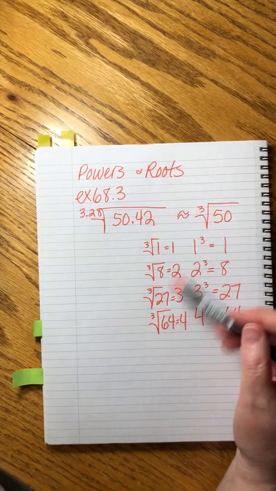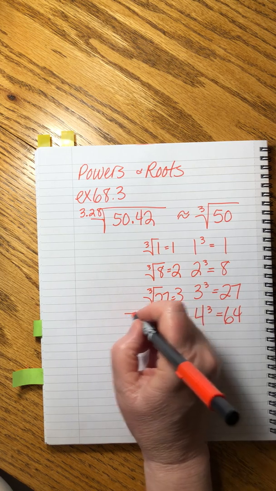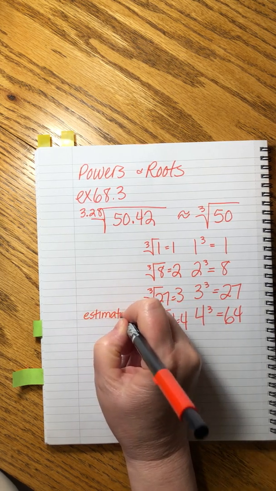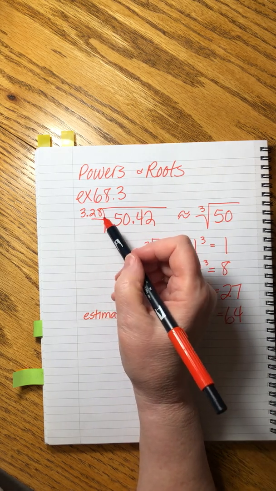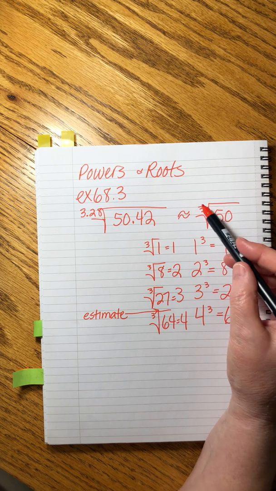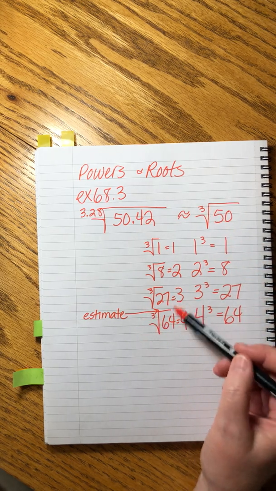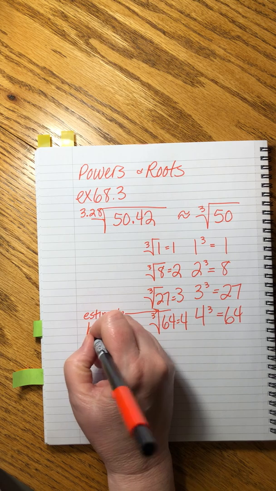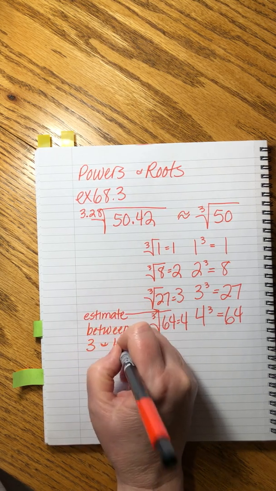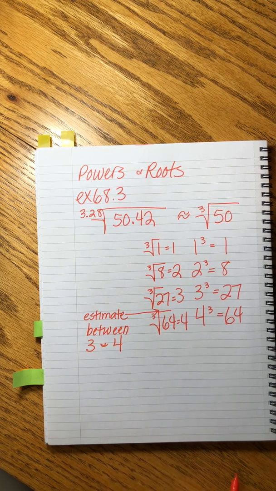This might help you compare. So we can see that our estimate for the 3.28th root of 50 is going to be based on the cube root of 50, and that would fall in between 3 and 4. All right, beautiful. So now we're ready for our actual calculation.